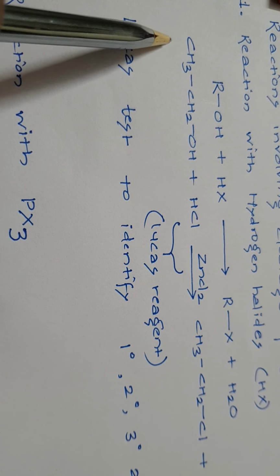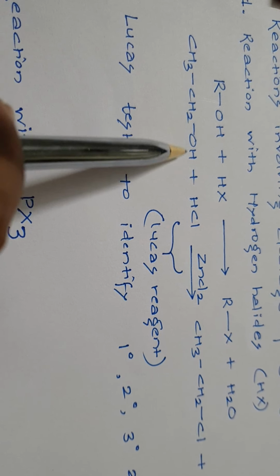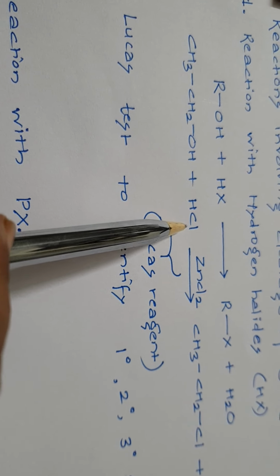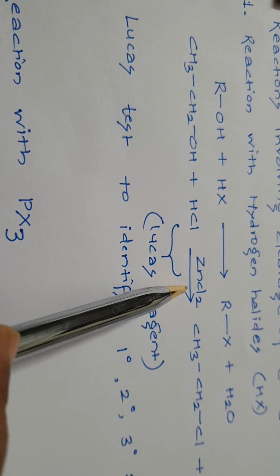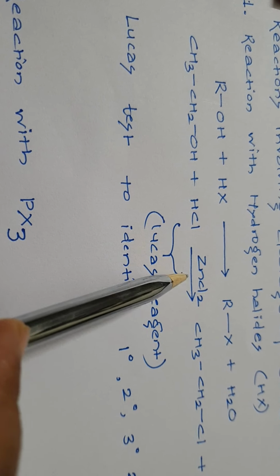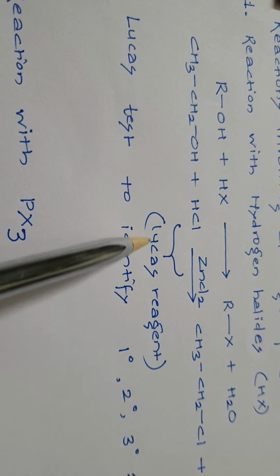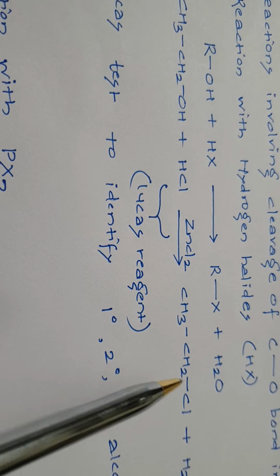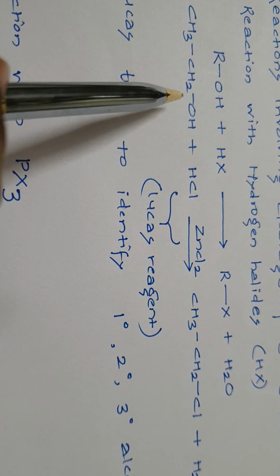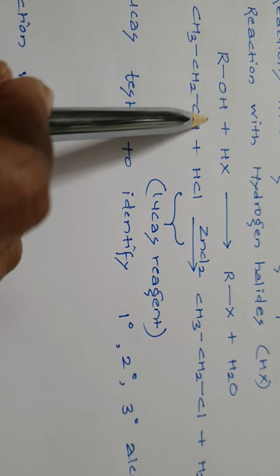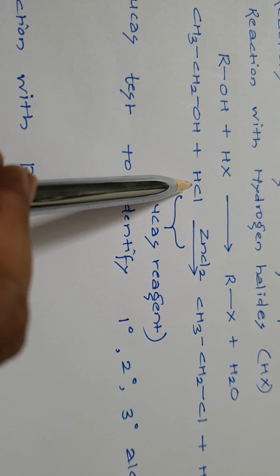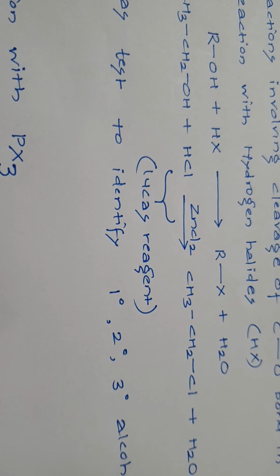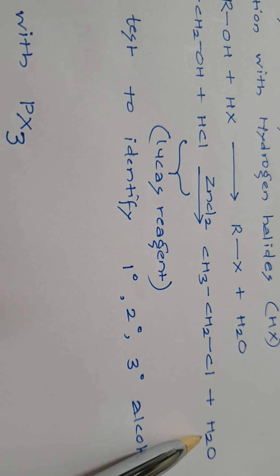Now, look at it. I am taking an example here. I have ethanol. It reacts with hydrogen chloride in the presence of zinc chloride. This together is called Lucas reagent, and it gives you CH3CH2Cl. So simple. Cleavage occurs between carbon and oxygen. OH is replaced by Cl here. This OH combines with hydrogen to give you water as your byproduct.